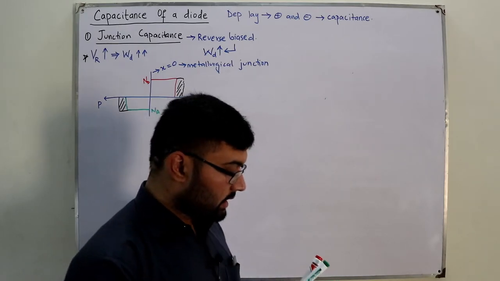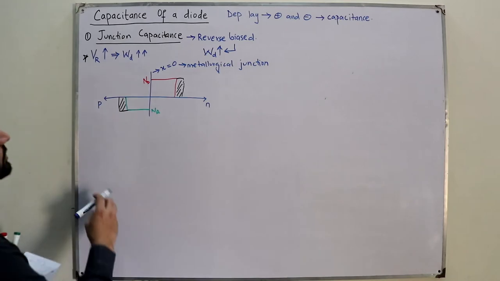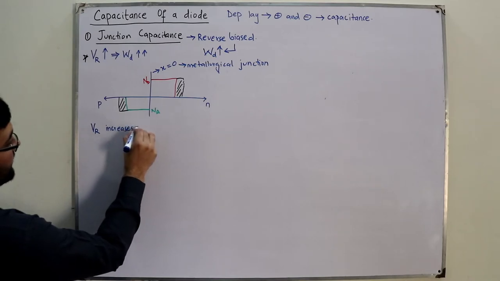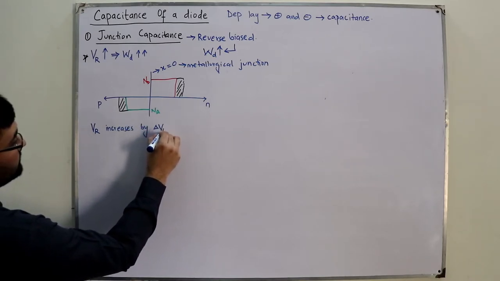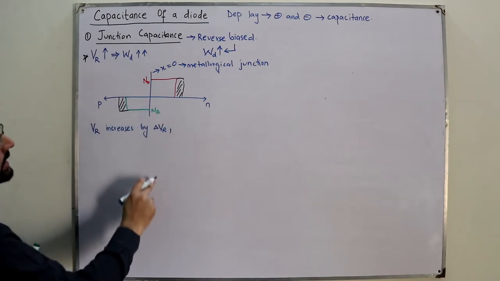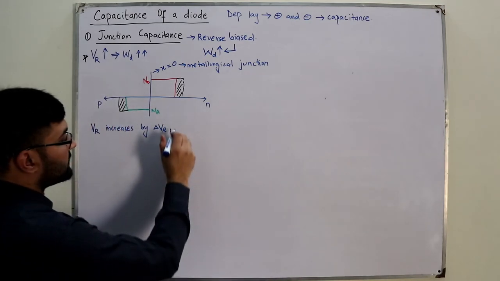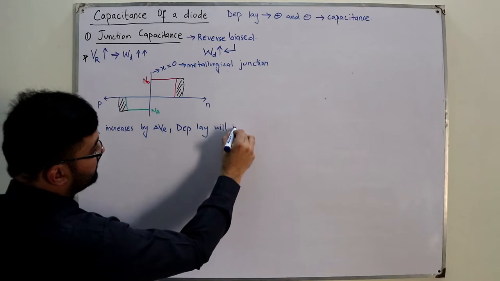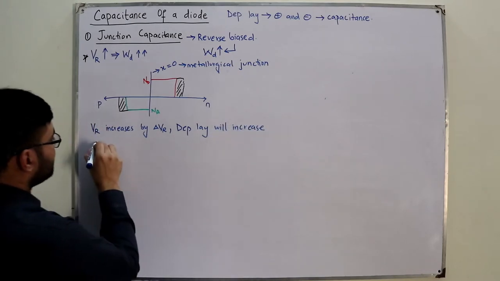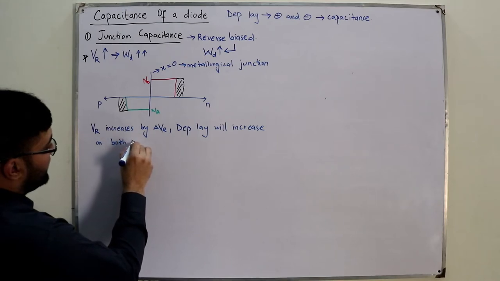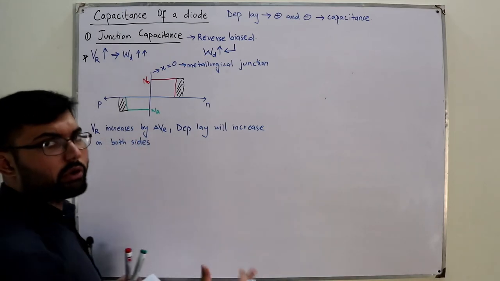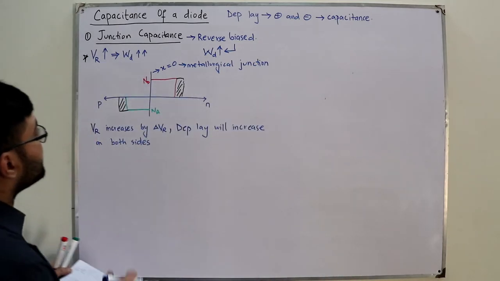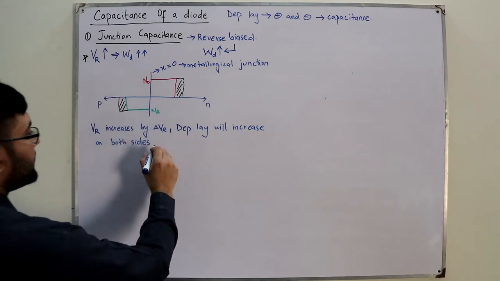What we have done basically is, if your VR increases by some change, and I name it delta VR, what will happen? The depletion layer will increase on both the sides. Isn't it like this? It is. Why? You know why, in the reverse bias case. And this is acting as the capacitance now. So the charge inside the depletion layer would also increase.